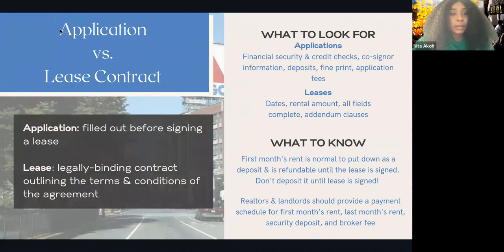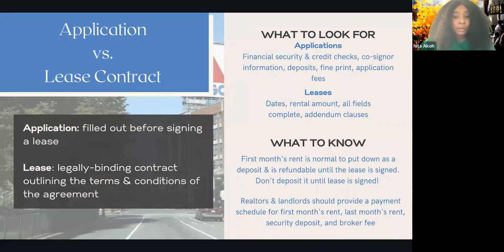Okay, so here we're trying to talk about what is an application versus what is a lease contract. An application is filled out before signing a lease, and it's typically just to show your interest in that particular property. What you can look for in an application is the financial security and credit checks. They would ask you for co-signer information. They would ask you for a deposit or an application fee. However, a lease is a legally binding contract that outlines the terms and conditions of the agreement. That's where they would have the dates of the lease term, the rental amount, all the fields complete, the utilities, what is involved, and also the addendum clauses.